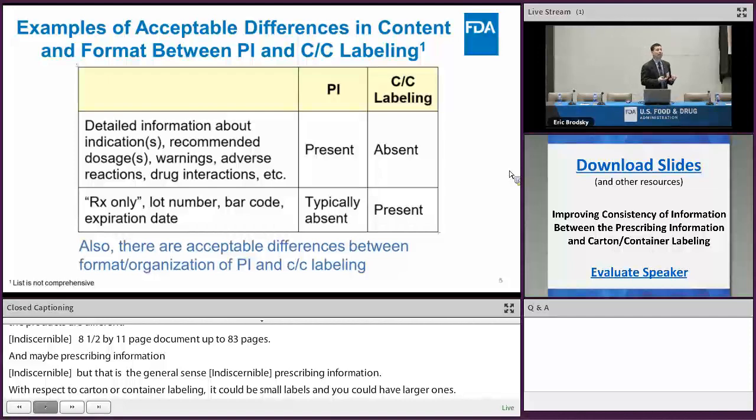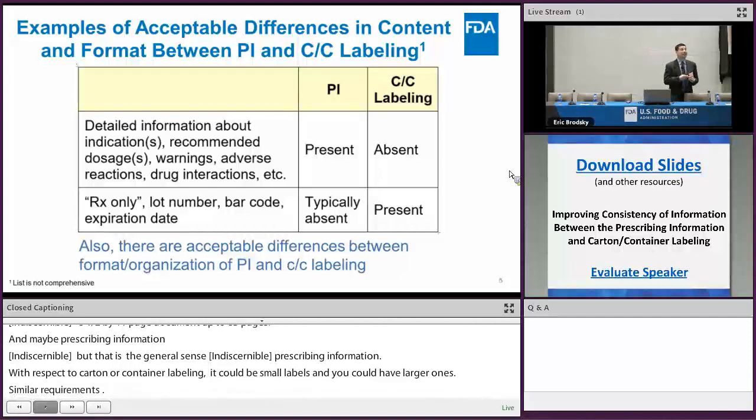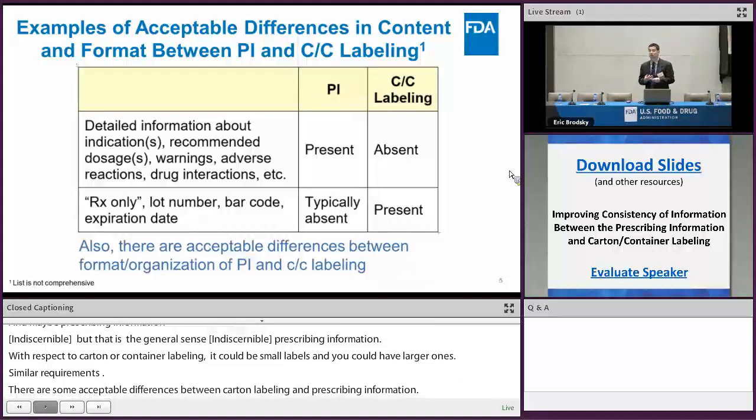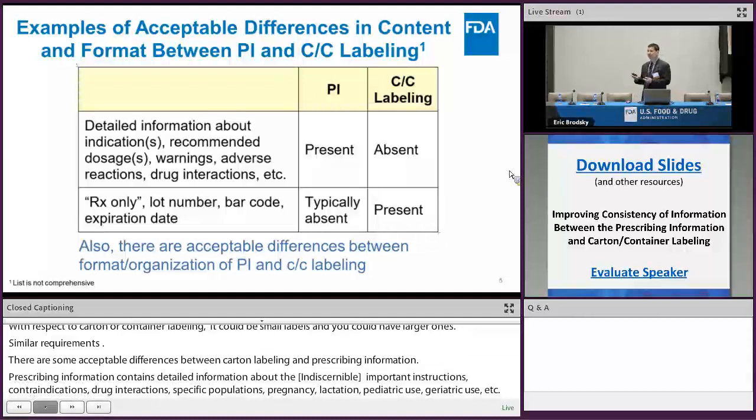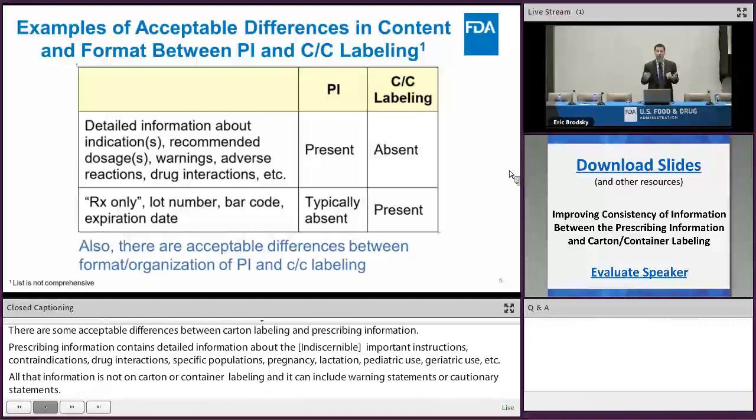So as you know, the prescribing information contains detailed information about the indication, the recommended dosage, important administration instructions, contraindications, warnings, precautions, drug interactions, specific populations. You heard about pregnancy, lactation, females of reproductive potential, pediatric use, geriatric use, etc. All that information is not on carton container labeling. Carton container labeling, as Alice discussed earlier, can include some warning statements or cautionary statements. Typically, if they're present, they may be a sentence long. So those are some of the differences.